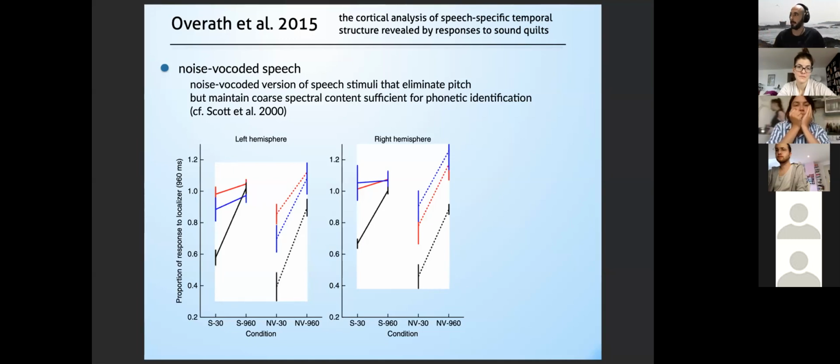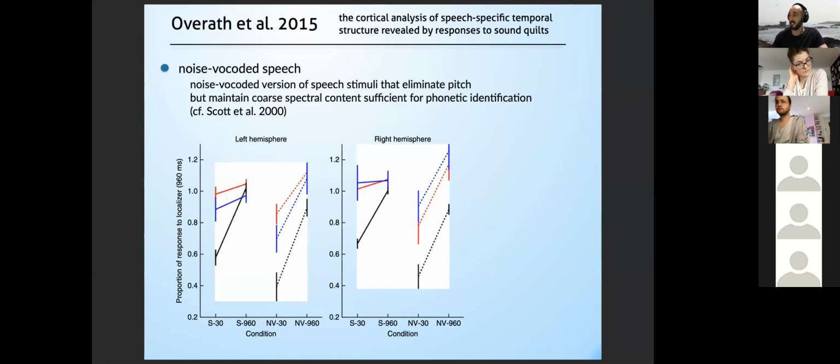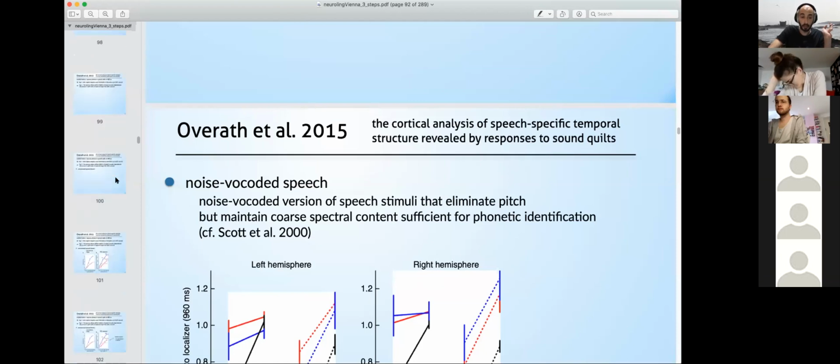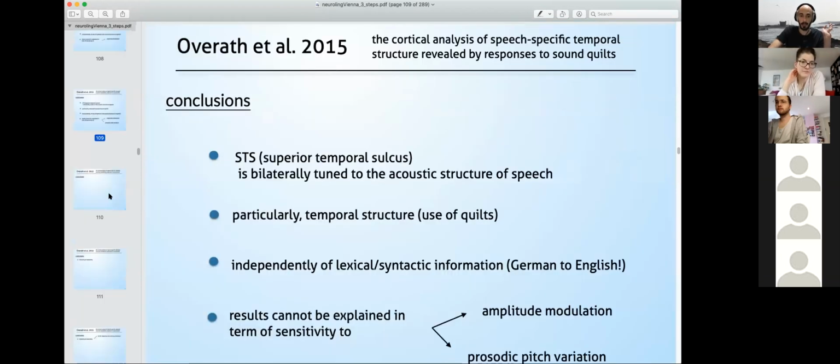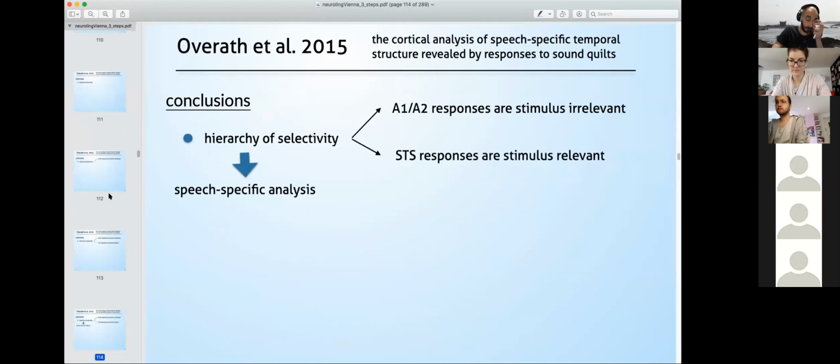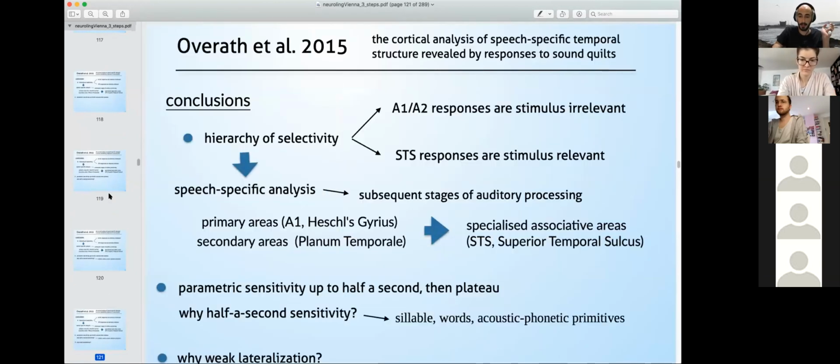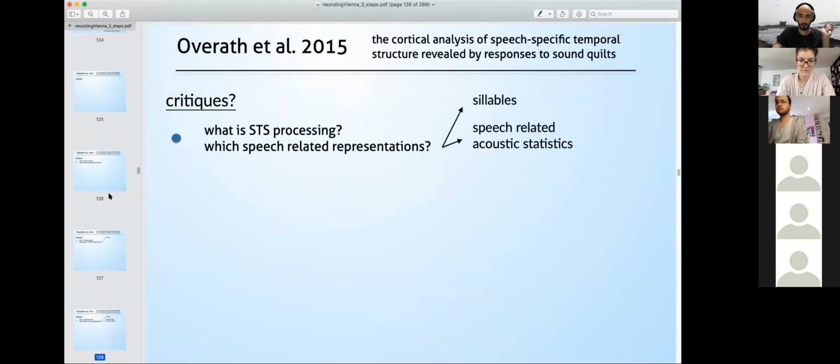So the cool thing about this experiment is that even using the voice encoded speech with longer segments, you would get this activation here. Using this, no activation. Okay. So yeah, their conclusion is that yes, we have this nice area in the brain, STS, which is tuned to temporal properties of speech. Okay. And if you wanna listen to this again, go to the video.